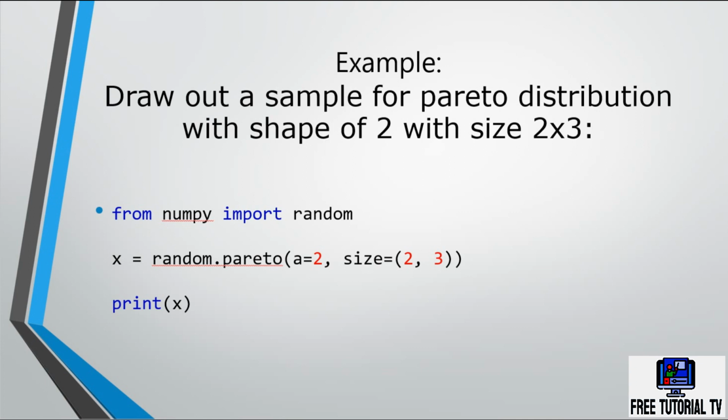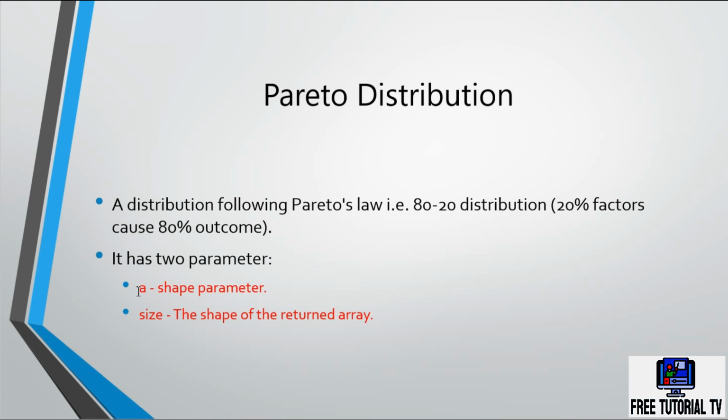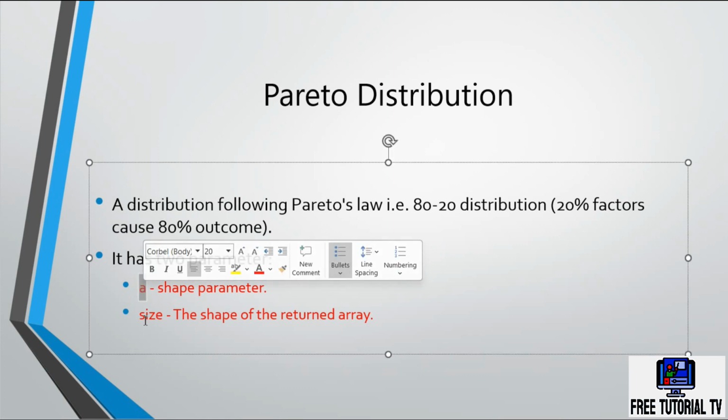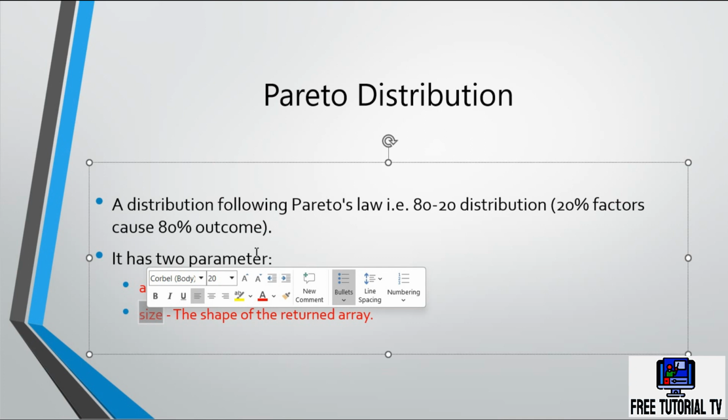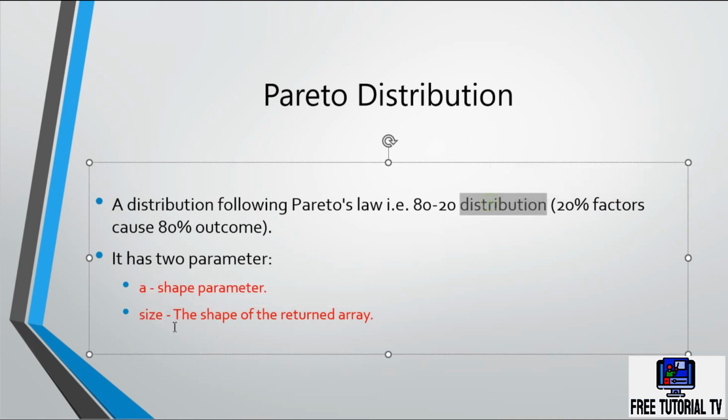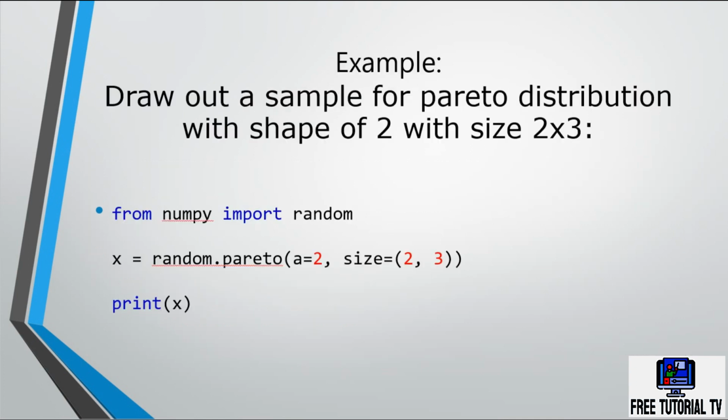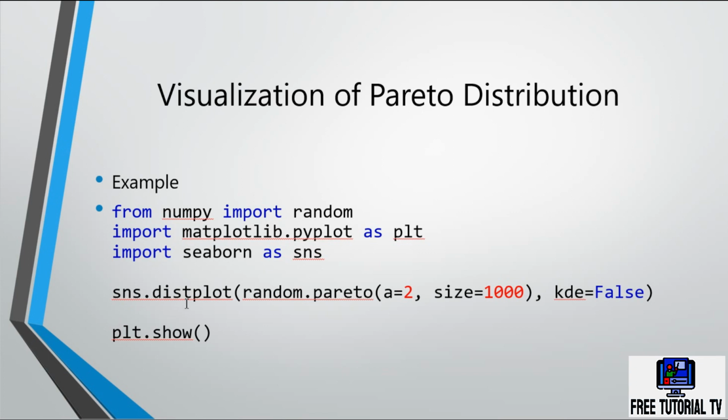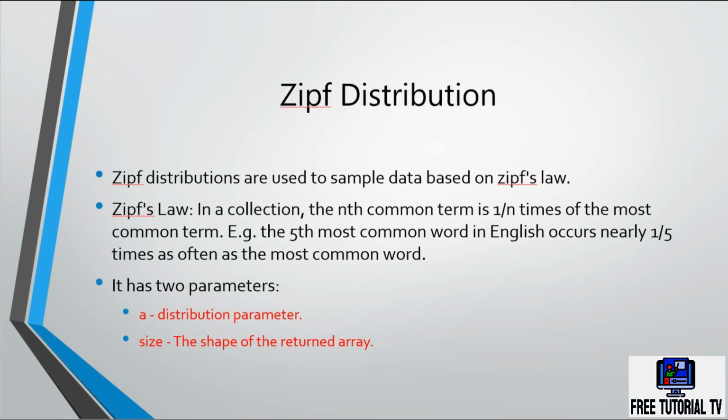And then next is the Pareto. Pareto is a very interesting one, where you can generate numbers using a Pareto within a size. And the Pareto law says that it is an 80-20 distribution factor. The same way you can generate an 80-20 distribution Pareto random array, and then you can put it into a distribution plot, and you can just see the output, which is a Zipf.